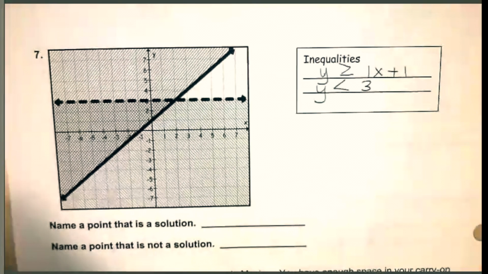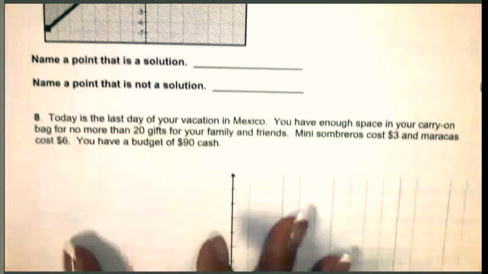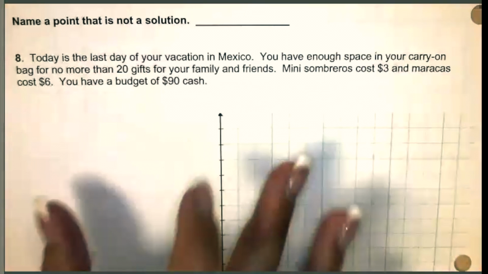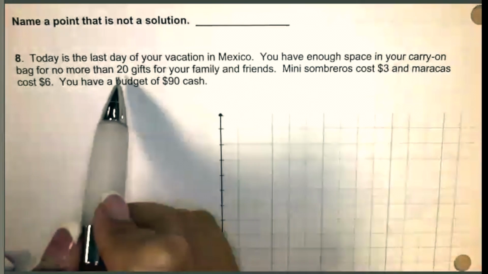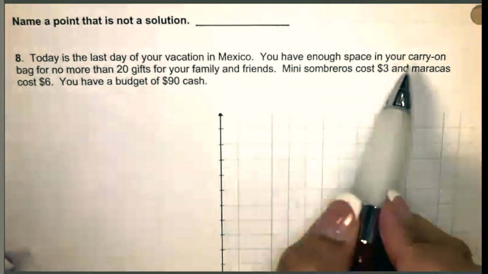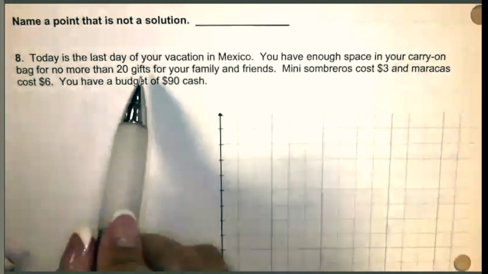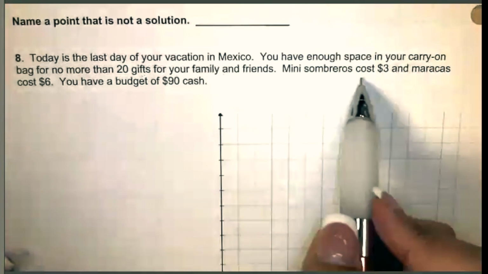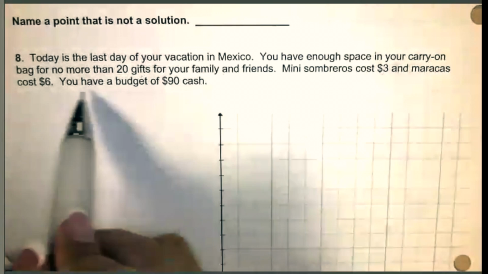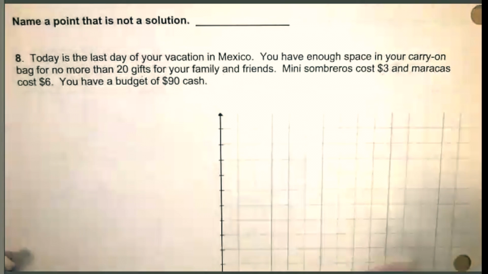All right, we've got one word problem down here. We're going to practice writing that from the words to the inequalities. It says, today's the last day of your vacation in Mexico. You have enough space on your carry-on bag for no more than 20 gifts for your family and friends. Mini sombreros cost $3 and maracas cost $6. You have a budget of $90 in cash.